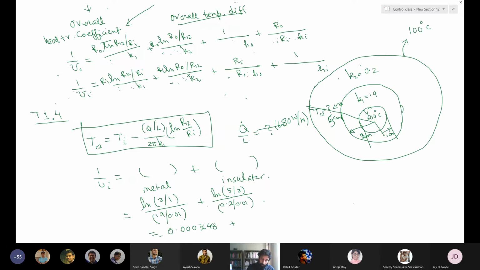And here we have ln 5/2 divided by 0.2 into 0.01. So not 255. You see that we have almost 3 orders of magnitude difference. So 1 in 1,000. So a huge difference in terms of resistance. So that's why you see that we neglect the metal wall resistance for many cases.